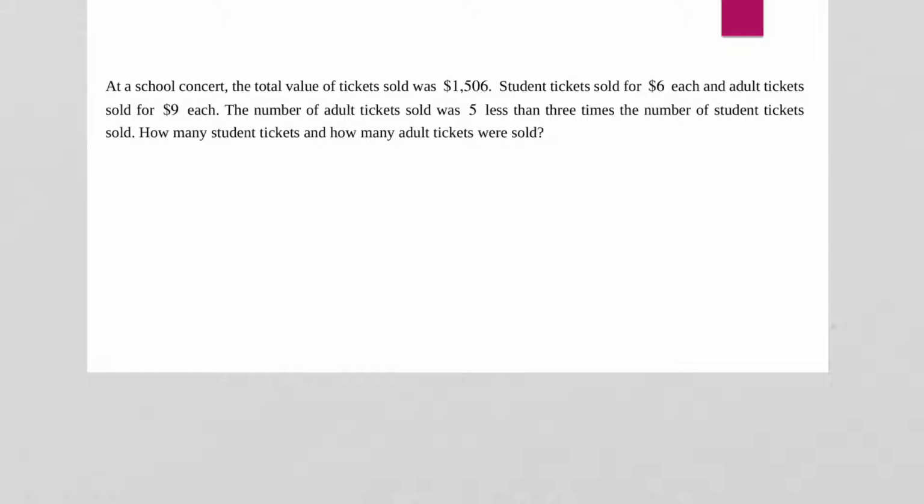Alright, so this time we're not dealing with pennies and nickels or quarters anymore. So in this one we have a school concert. The total value of tickets sold was $1,506. Student tickets sold for $6 each, adult tickets sold for $9 each. The number of adult tickets sold was 5 less than 3 times the number of student tickets. How many student tickets and how many adult tickets were sold? So those are the two things we're looking for.